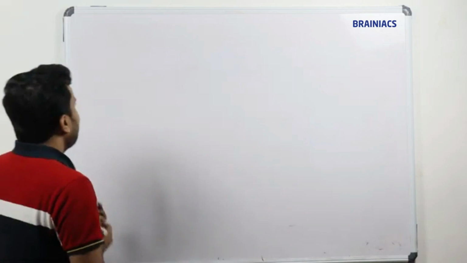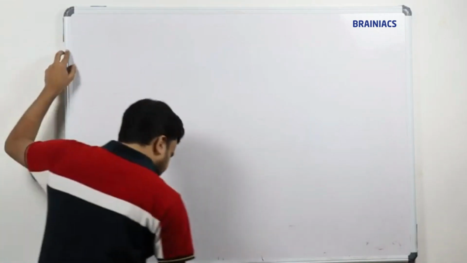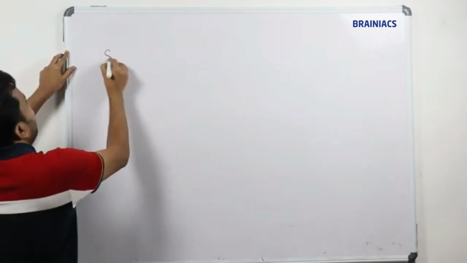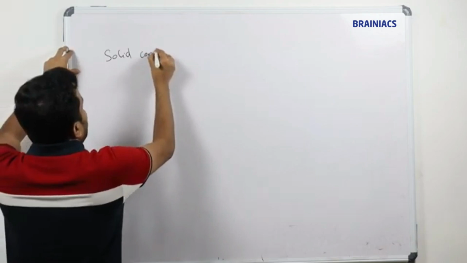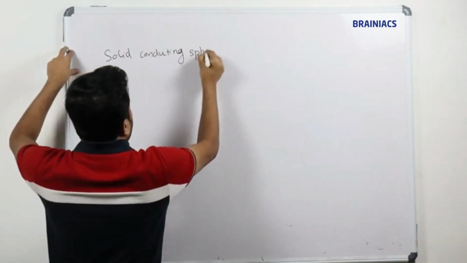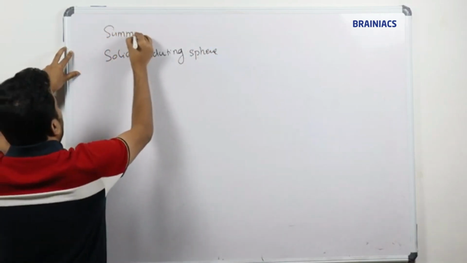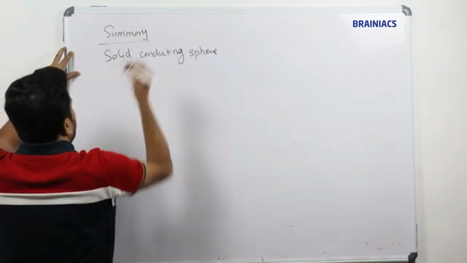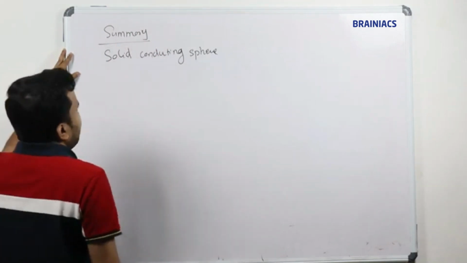So in the last couple of classes we have learned about one concept called the solid conducting sphere. This is just a summary. You can write it down in your notebook as a summary. It's a continuation of the last topic also. I will just summarize to make it clear.